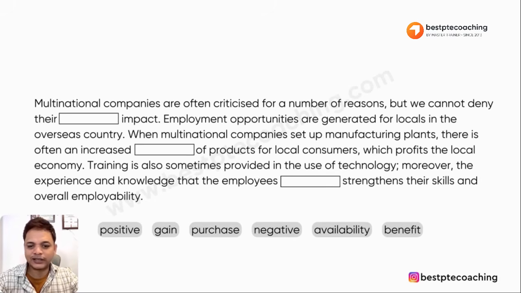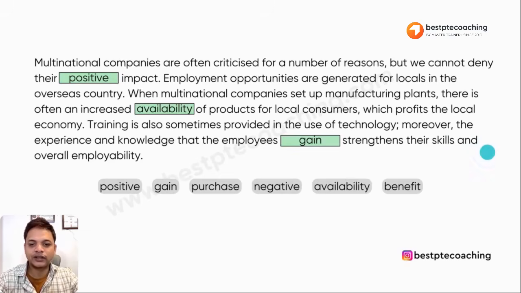What they get basically, that they gain. Purchase is already used. Negative, availability, benefit, what is it? Positive, we already used it. They gain, right? Experience, gaining experience, correct? Gaining knowledge, gaining is the right word, that is the collocation. So 3 words we have done. Let's look at the answer key.